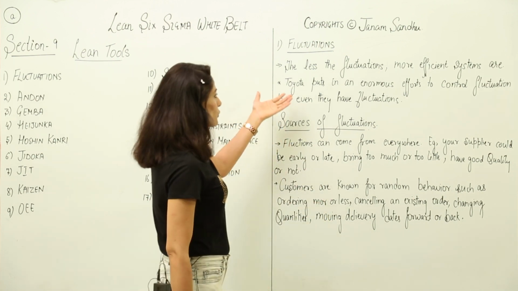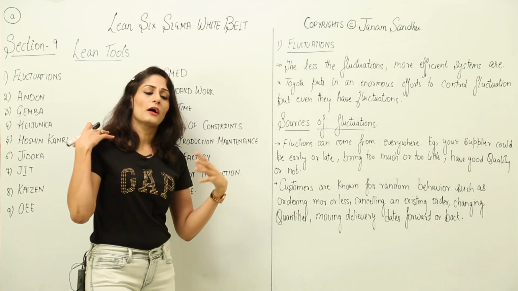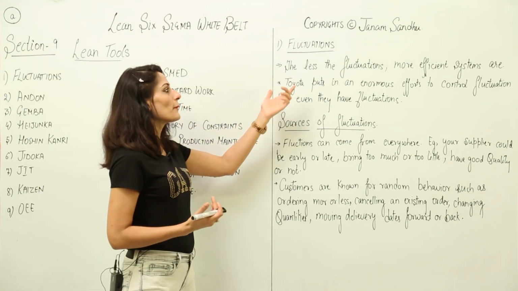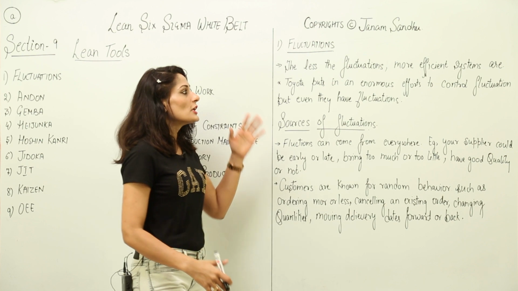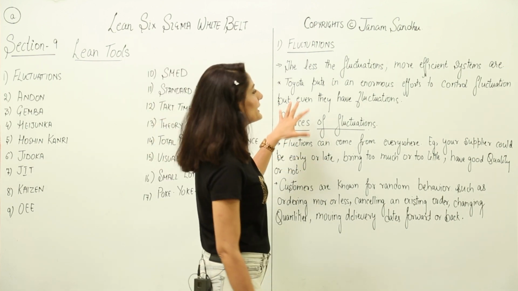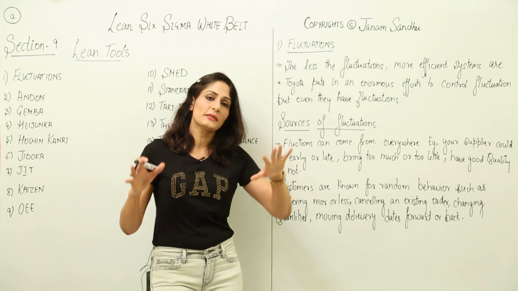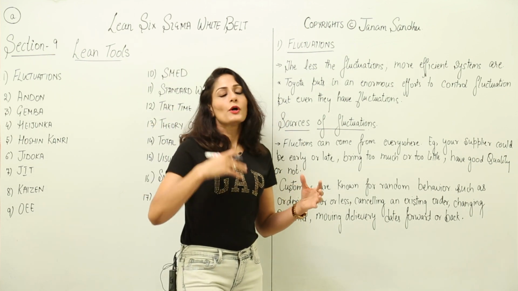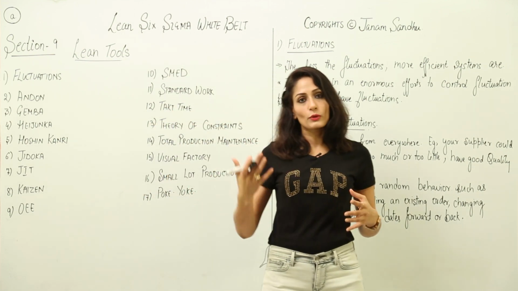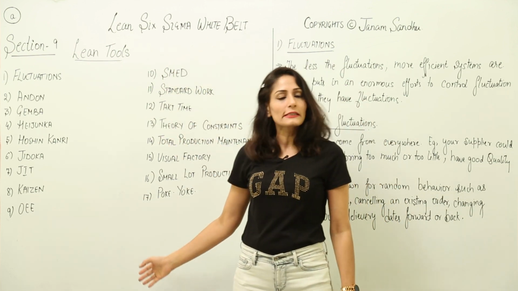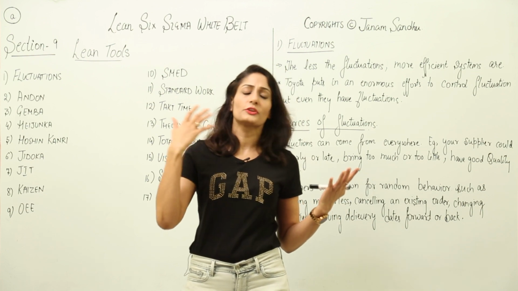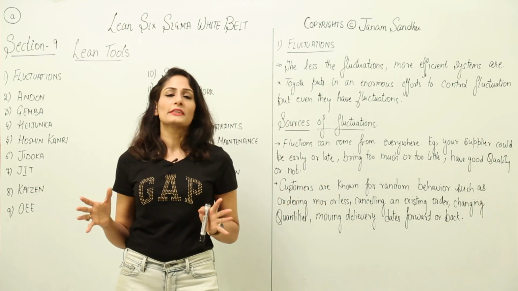Here I am quoting Toyota because Toyota has become a symbol of quality. Toyota puts enormous effort into controlling fluctuation, but even they have fluctuation. This means it is something that is always there, and that's why we need systems to control it. That's why we need these tools, and why we use Six Sigma techniques like DMAIC and DMADV, just to control these things.